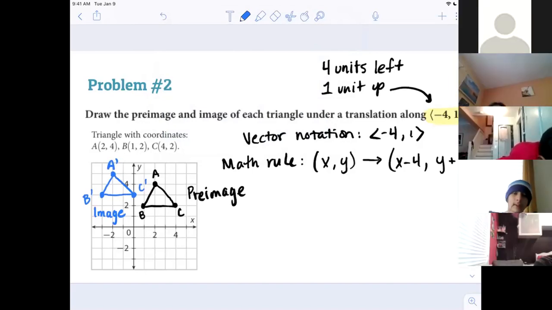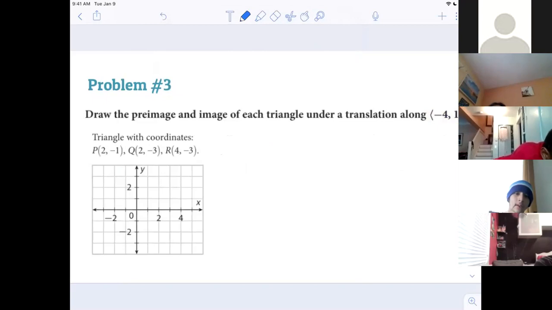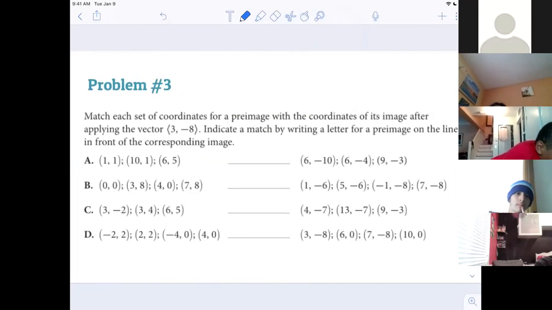Okay. All right. This one is very similar, so I'm going to skip it because right now we're doing very basic problems. Okay. Now let's go ahead and make things interesting.